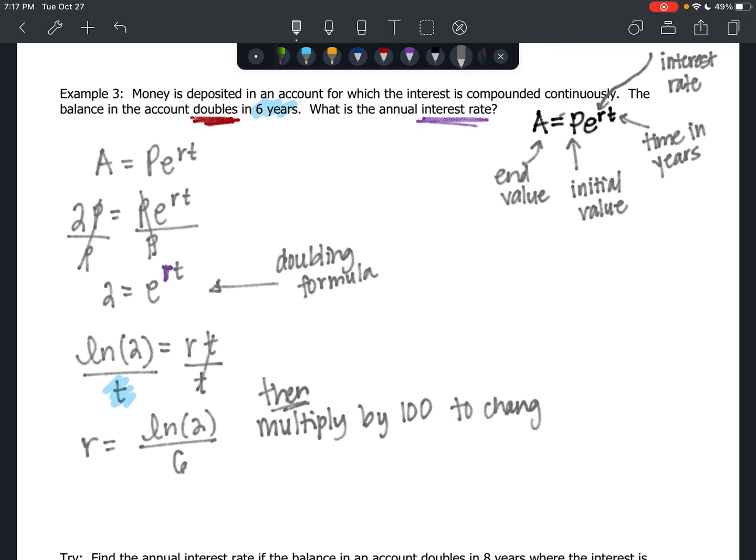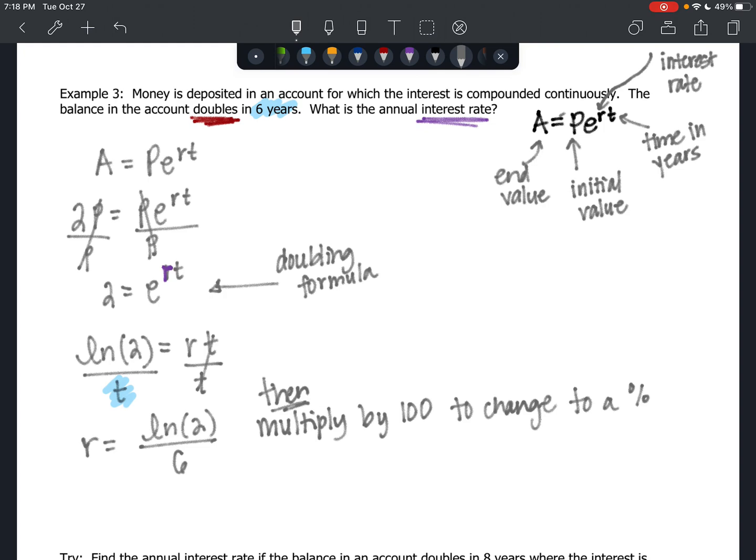Now, we skipped this part many, many times, and I've begun teaching not to skip this part. We want to multiply by 100 because it's so important to be able to round to 3 decimal places. If you don't multiply by 100, you have to go out to the 5th decimal place, and that's where we make a mistake. So multiply by 100 to change to a percentage.